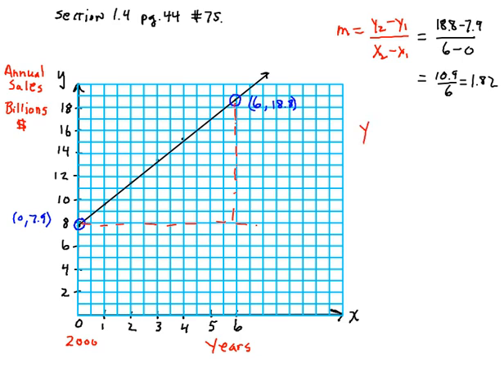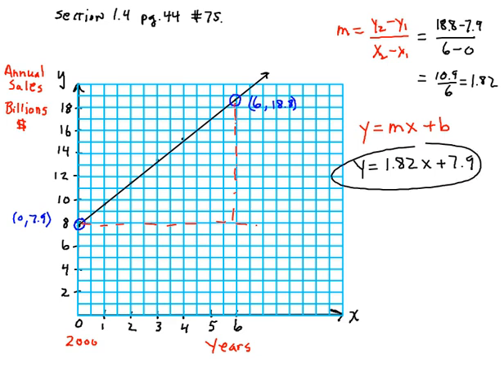So really the best form to get my line here, since I have the y-intercept, is just to use y equals mx plus b. So my equation would be y equals 1.82x plus 7.9. And this would be the equation that would express the relationship between the variable x in years and the variable y, annual sales.